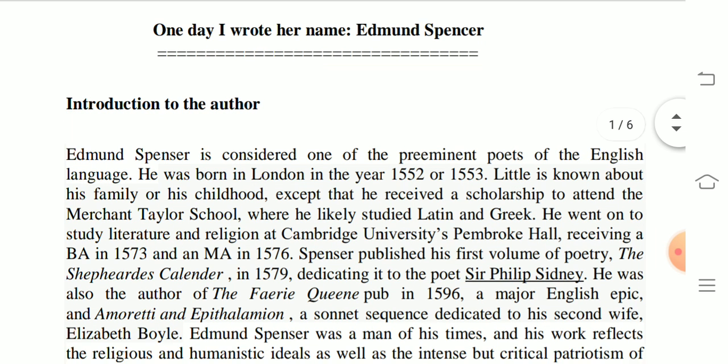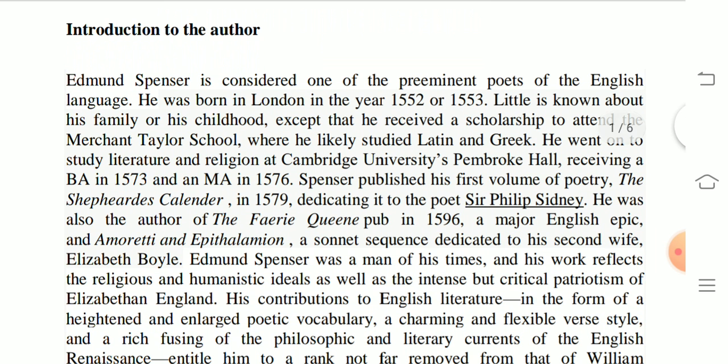Introduction to the author. Edmund Spenser is considered one of the most preeminent, or prominent, poets of the English language. He was born in London in the year 1552 or 1553. Little is known about his family or his childhood, except that he received a scholarship to attend the Merchant Taylors' School, where he likely studied Latin and Greek.